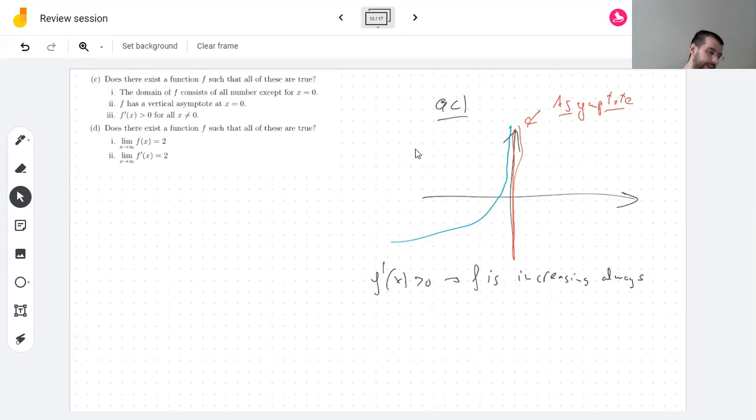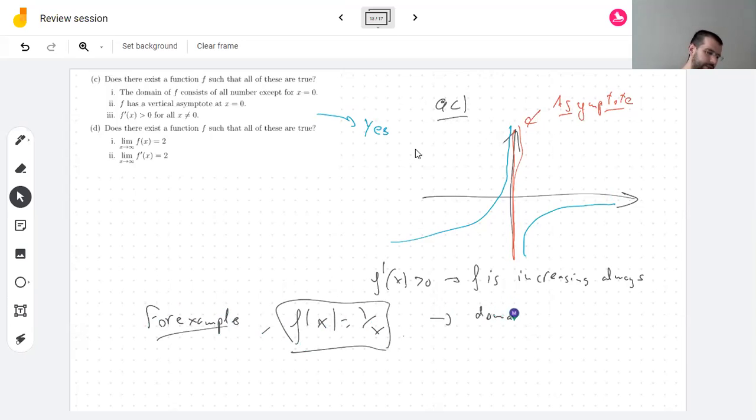Well, that already guarantees that this is an asymptote, so it can do whatever it wants. For example, it could look like this. So this works. So the answer is yes. And looking at the shape it has, I'm noticing that f of x equals 1 over x has this shape.